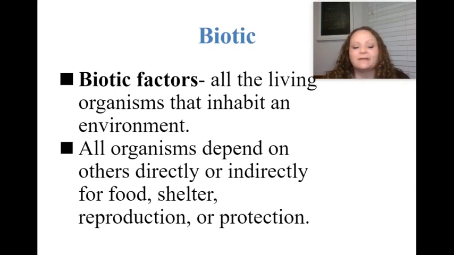The opposite side of that are the biotic factors. These are all the living things found in a specific area or in an environment. Organisms depend on each other, and it can be directly and it can be indirectly. They need food, they need shelter, they need other organisms for reproduction, they sometimes need protection. All of these things sort of play a role in organisms and their life, and it's all part of their niche.